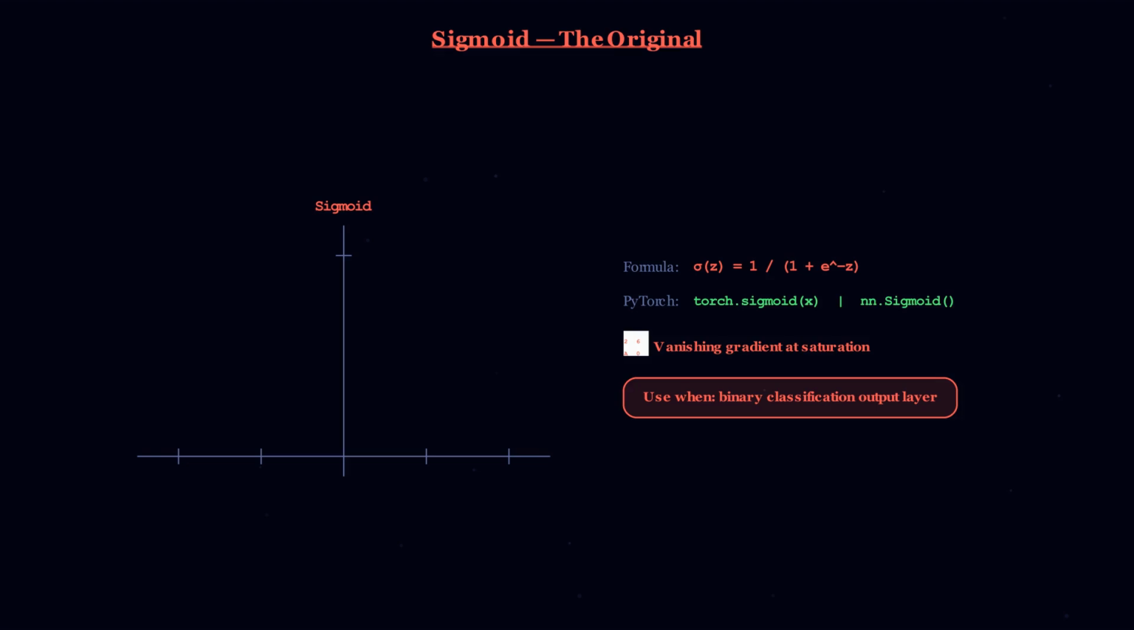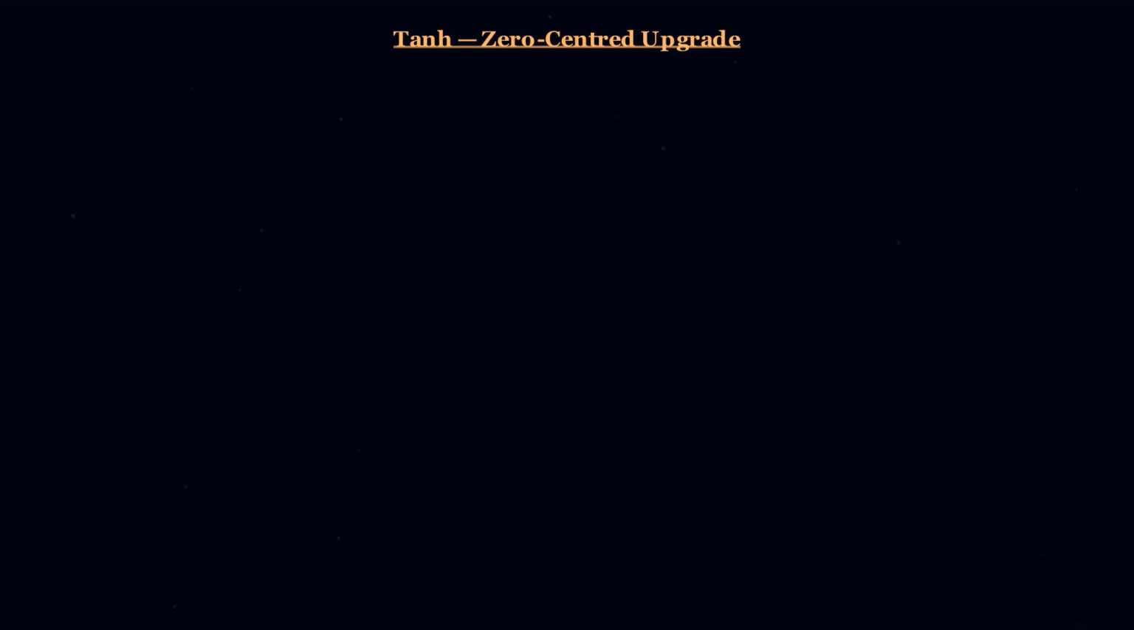The derivative at z is sigma of z times 1 minus sigma of z, maximum value of 0.25 at z equals 0. The problem: vanishing gradients. At large positive or negative z, the sigmoid saturates. Output is near 0 or near 1. Gradient is near 0. Multiply many near 0 gradients through many layers, and the gradient reaching early layers is essentially 0. Training stalls. When to use sigmoid: output layer for binary classification, it gives you a probability between 0 and 1. Almost never in hidden layers of deep networks.